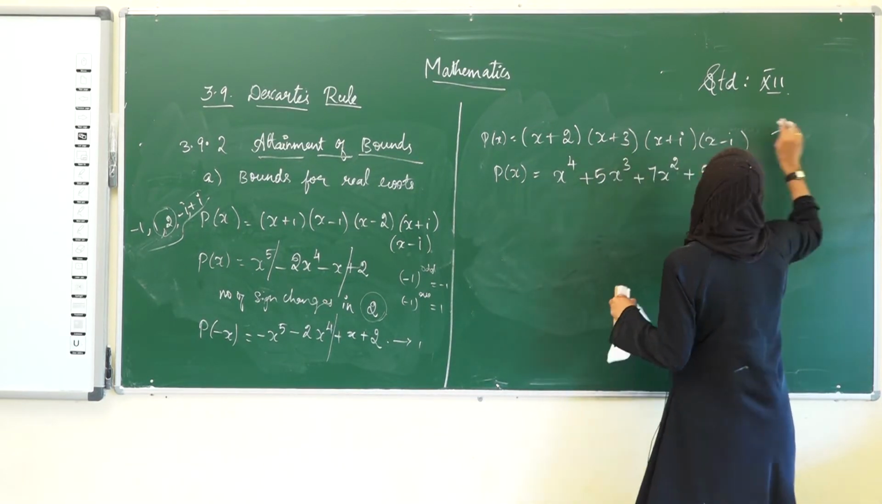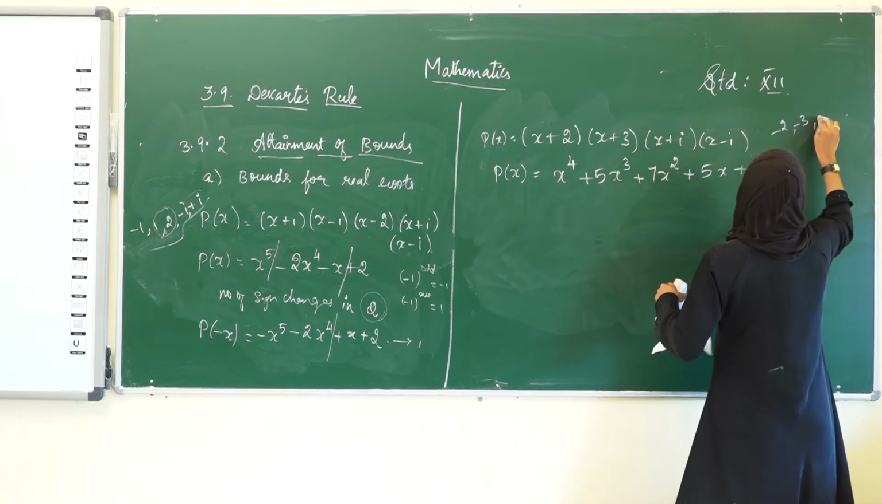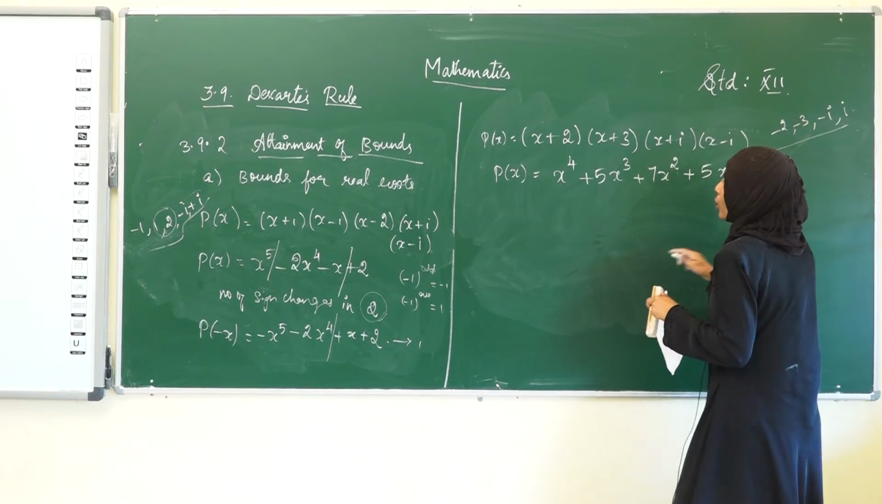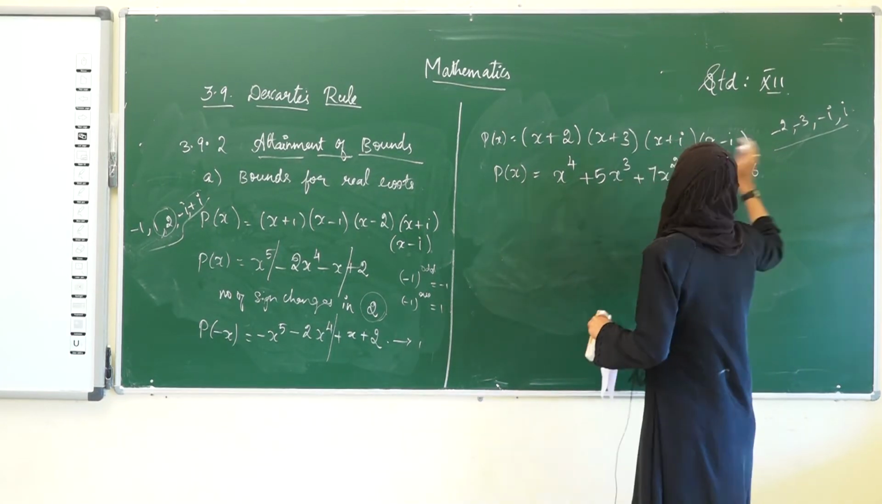From this factor we can get minus 3. This factor is minus i. The root from this factor is plus. There are 4 roots. Since it is a 4-degree equation, we got 4 roots.